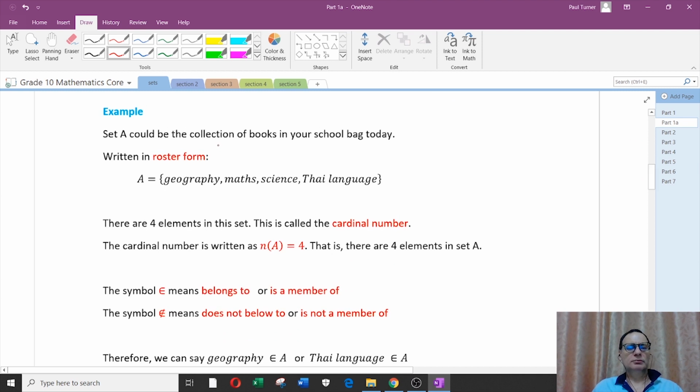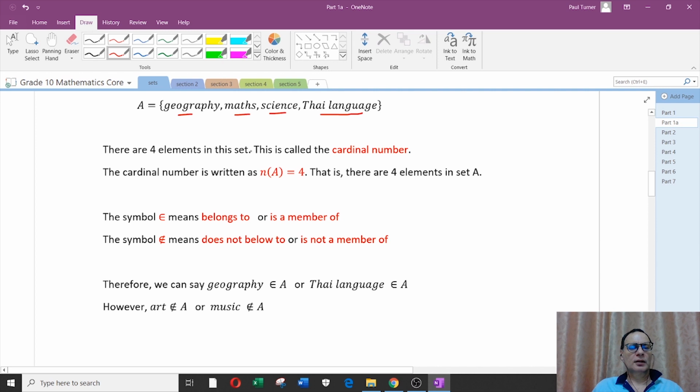So as an example, set A could be the collection of books in your school bag today. If you look in your bag, you might find a geography book, maths book, science book, and Thai language book. So we write the 4 elements into the set, and that's called roster form when they're written between the curly brackets. There are 4 elements in the set, and we call that the cardinal number. And we write that as n(A) = 4. That means in set A, there are 4 elements: 1, 2, 3, 4.